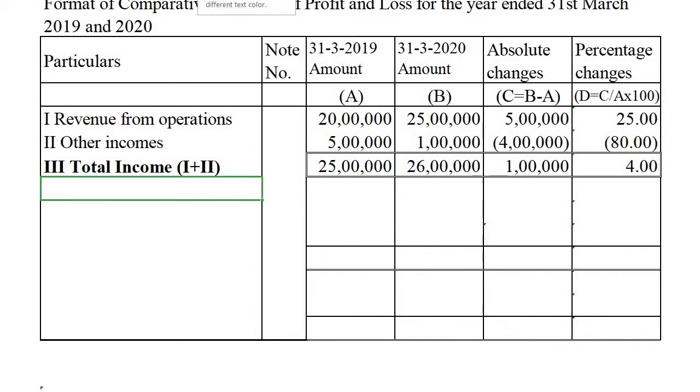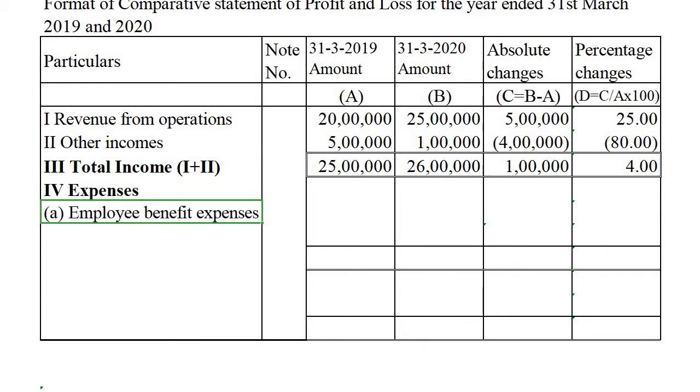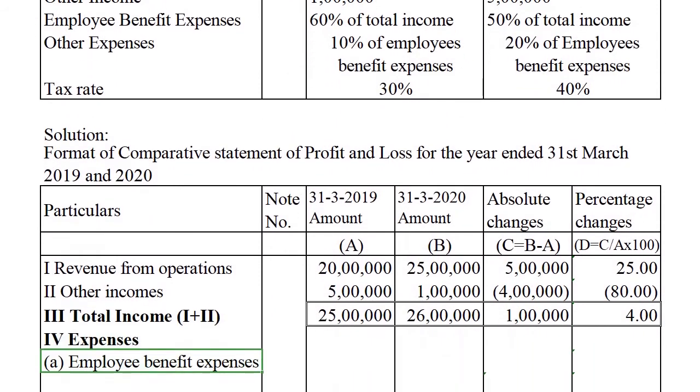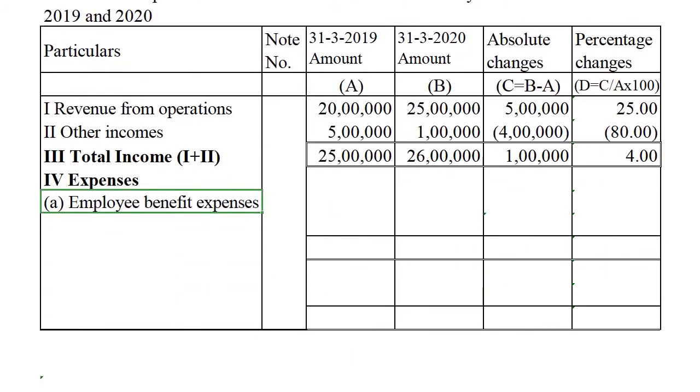Okay. So next, all the expenses should be deducted. So we can write expenses. In that, which expenses are given? Employee benefit expenses is given. Employee benefit expenses for the previous year is 50%, isn't it? 50% of the total income. Total income is 25 lakh, so its 50% is 12 lakh 50,000. And for the current year it is 60% of total income, that is 26 lakh. 26 lakh into 60%, 15 lakh 60,000.